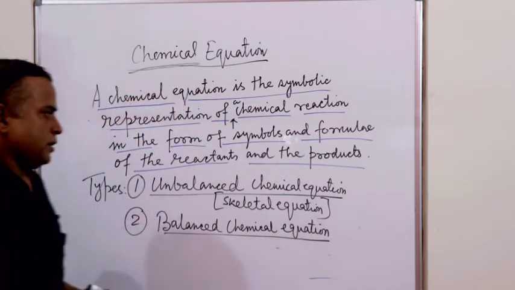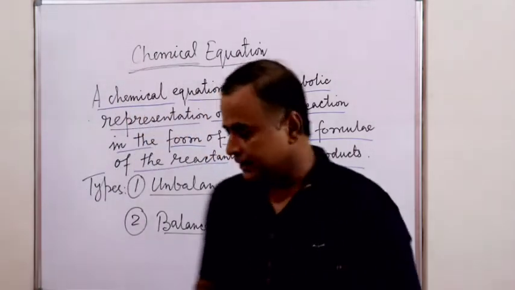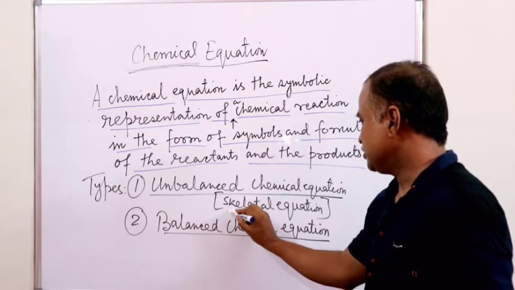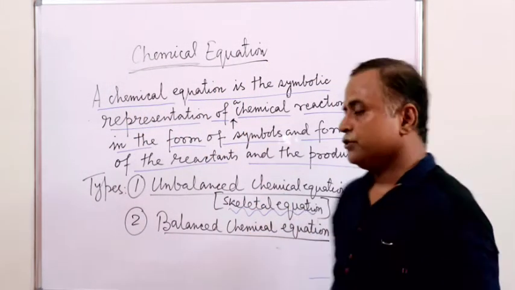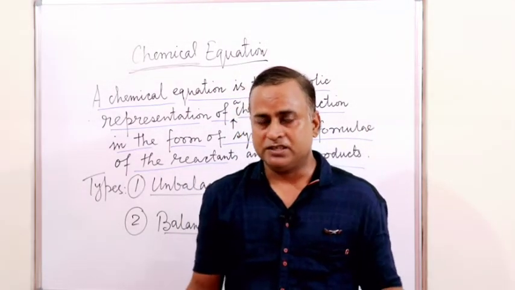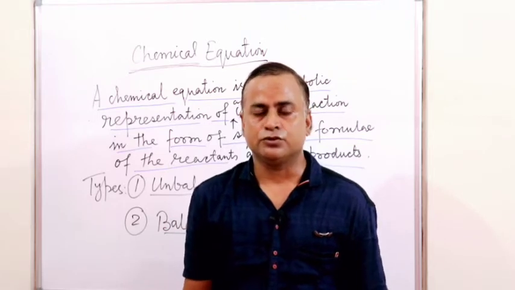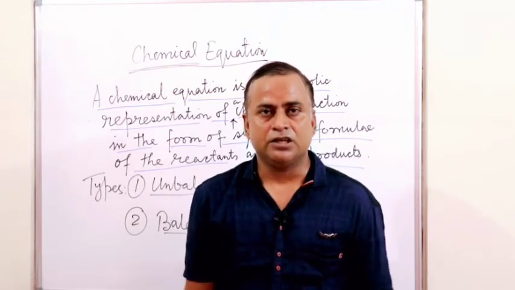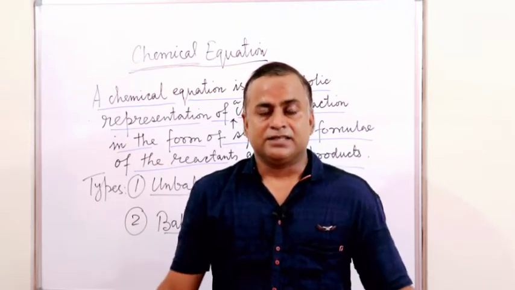So please remember, the other name of unbalanced chemical equation is skeletal equation. So if you are asked what is a skeletal equation, don't get confused. It simply means the unbalanced chemical equation. So your answer would be unbalanced chemical equation is known as a skeletal equation.